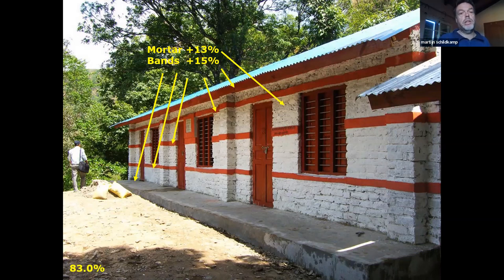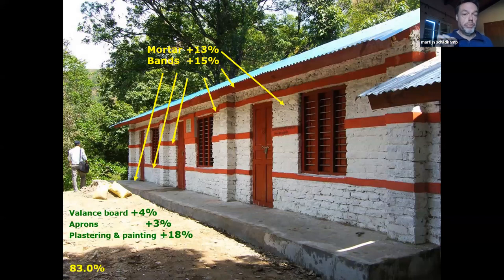But here comes now a very interesting fact. Out of this 83%, 13% of that is improvement of mortar, so let's say from mud to cement mortar, and about 50% is throwing in all the bands. So that's about 28, let's say 30% roughly. That is the same amount as all the finishing and paintings. So for example, all this plastering and painting and all these aprons here and this valance board that is just a bit of wood under the roof, things like that, is almost the same amount as putting in cement mortar and putting in all the horizontal bands.